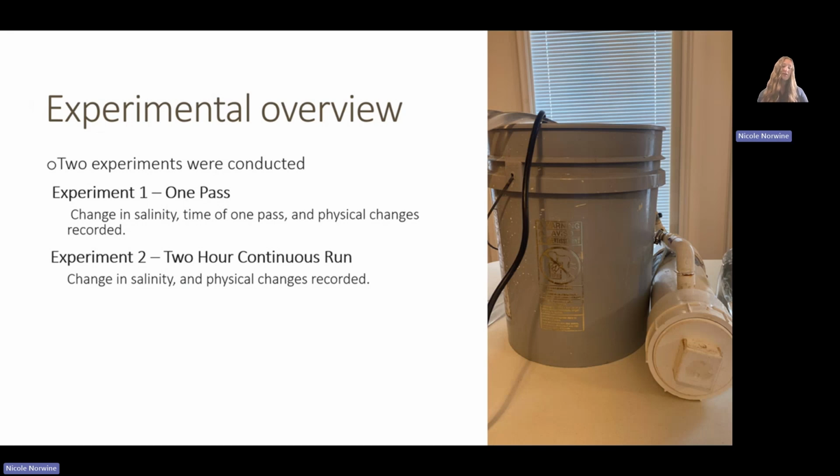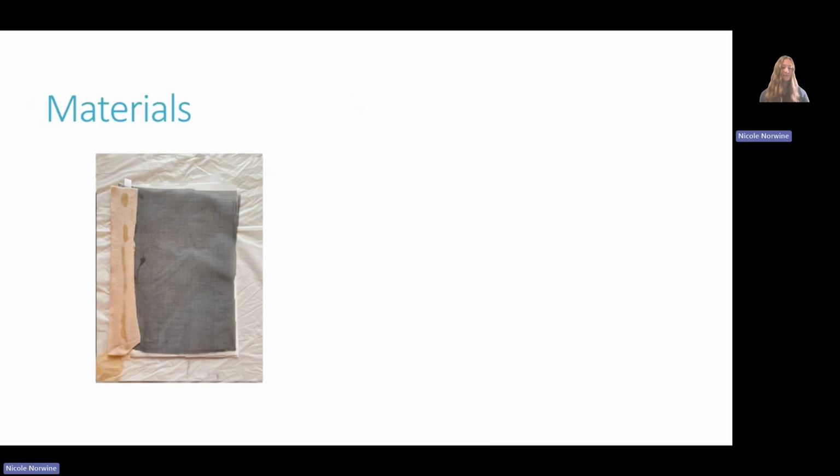Was there any fouling or any other physical changes such as turbidity of the water that could be assessed? And then in experiment 2, there was a 2-hour continuous run where the water is recirculated through the tank and through the membrane phase, and the change in salinity and any physical changes was recorded as well.